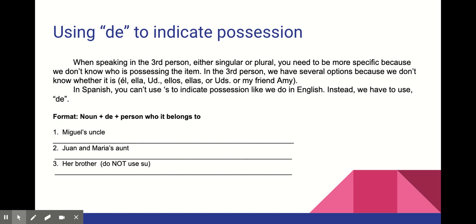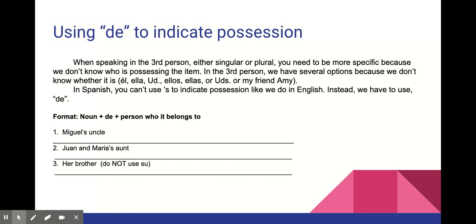Next, we have using the phrase de to indicate possession. So when speaking in the third person, either singular or plural, you need to be more specific because we don't know who is possessing an item. In the third person, we have several options because we don't know whether it is él, ella, usted, ellos, ellas, ustedes, or, for example, my friend Amy.